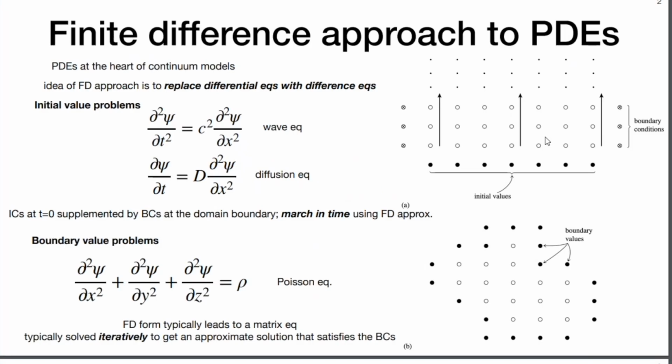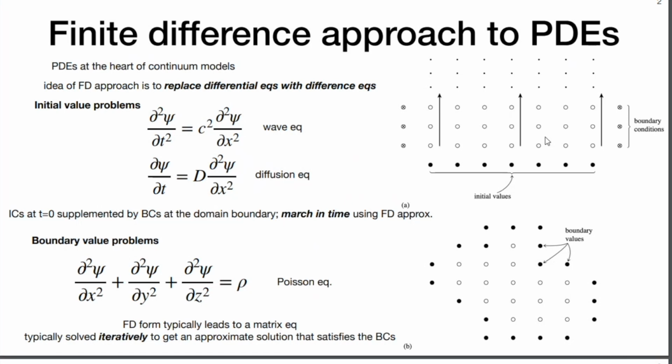So in the finite difference approach, partial differential equations are at the heart of continuum models, and actually a lot of other things as well. The idea of the finite difference approach is to replace the differential equation with difference equations. So basically you're discretizing the continuum problem. These are, and we've already seen these, the wave equation and the diffusion equation. And these are initial value problems. So you have an initial condition, then you have boundary conditions, and you're evolving them in time.